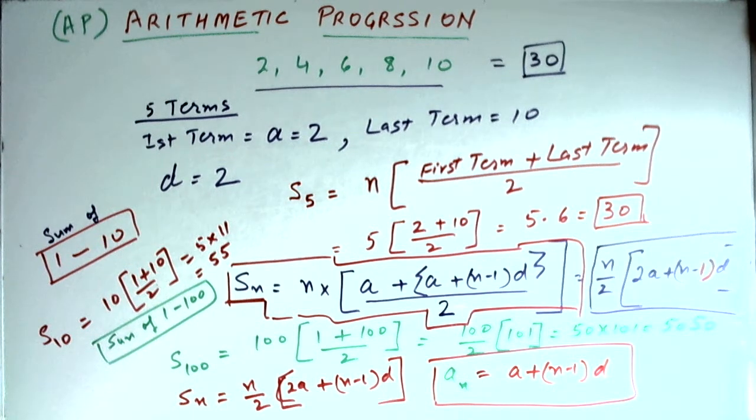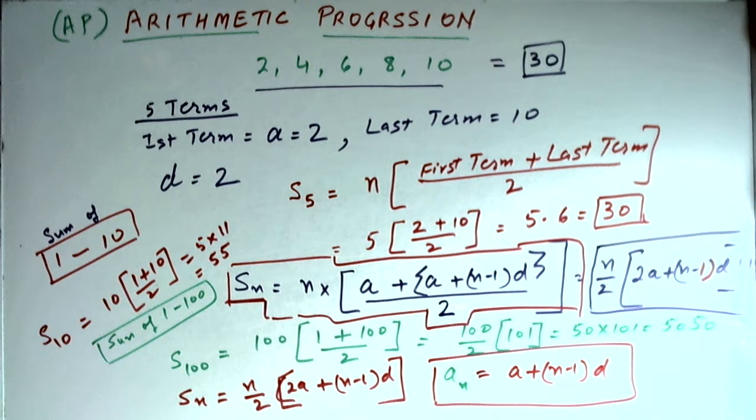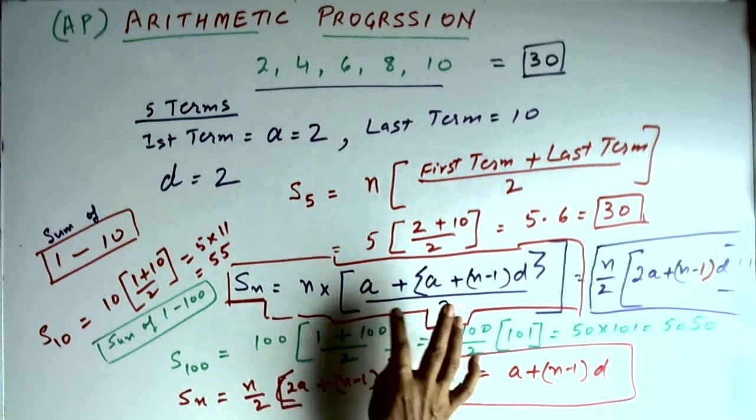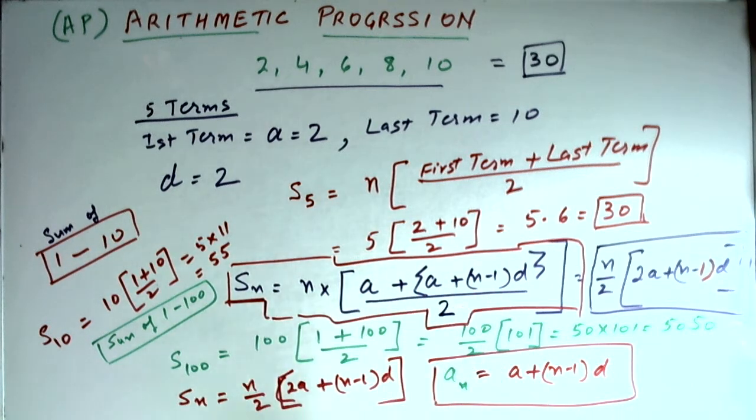So either way, there are only 4 parameters: first term, difference, last term, and number of terms. In this formula we need the number of terms, the first term, and the last term. If we don't know the last term, again by applying this formula we can find the last term.